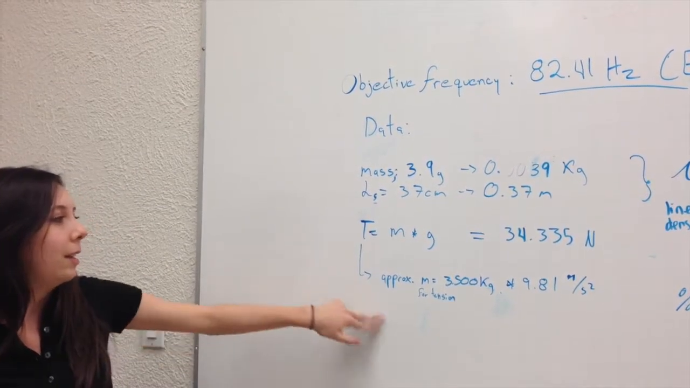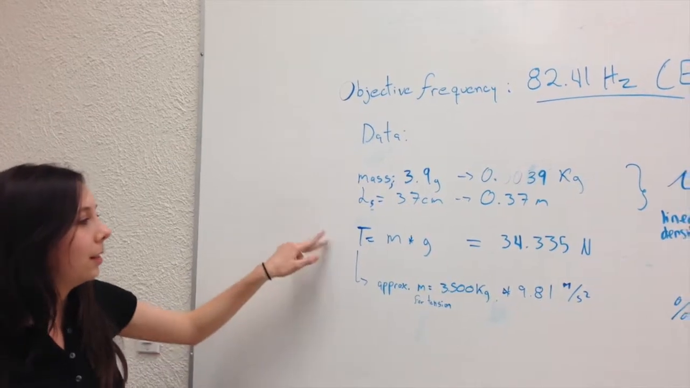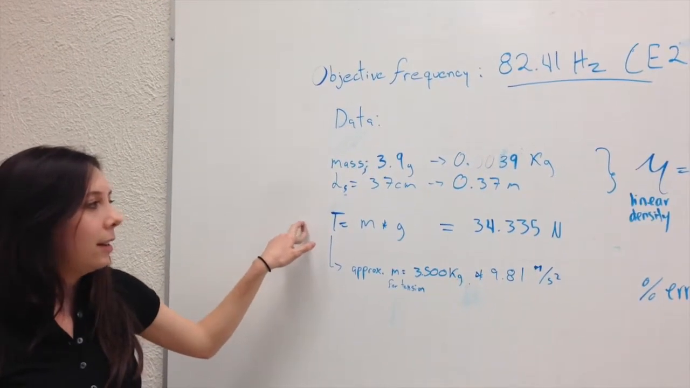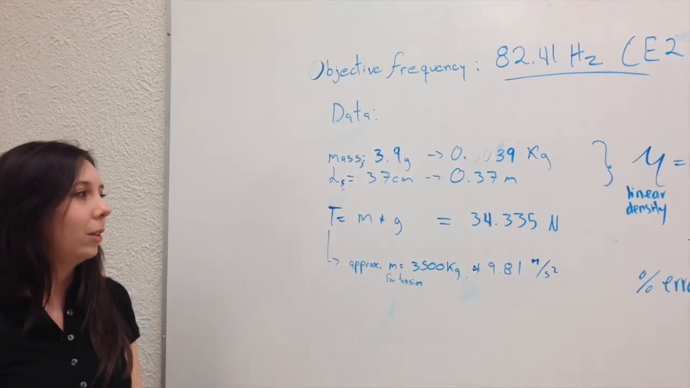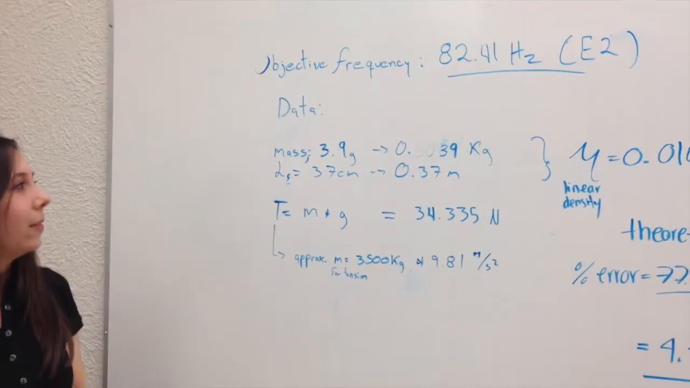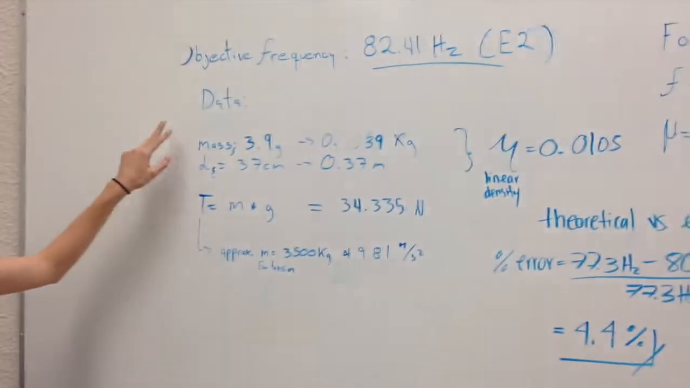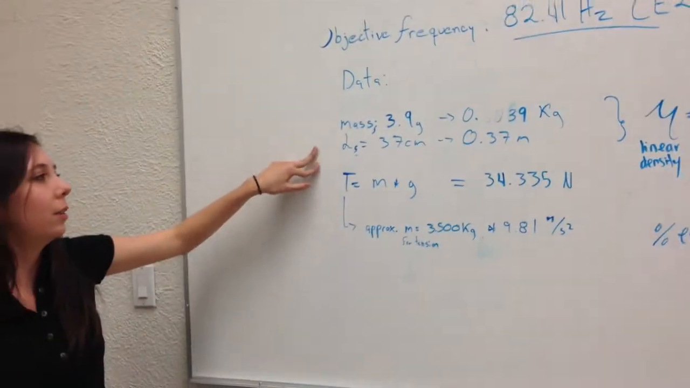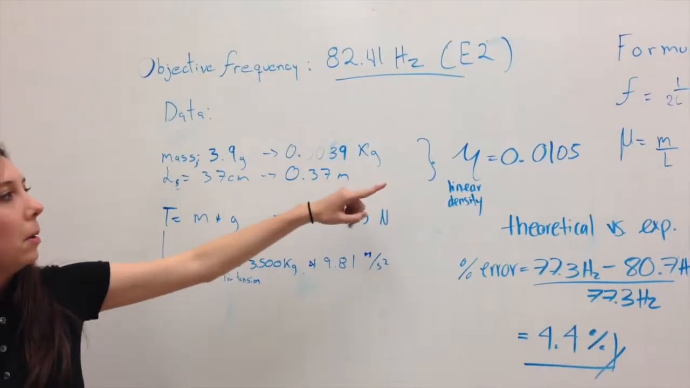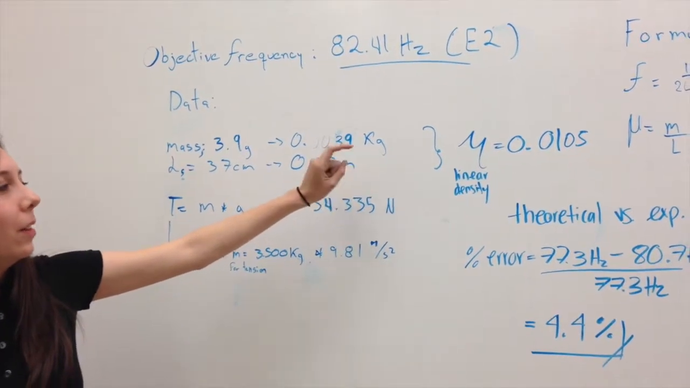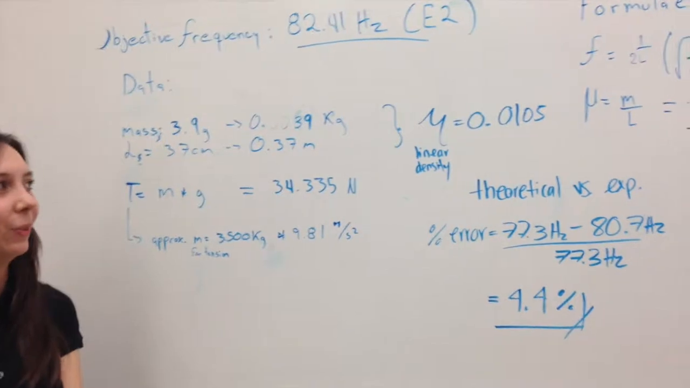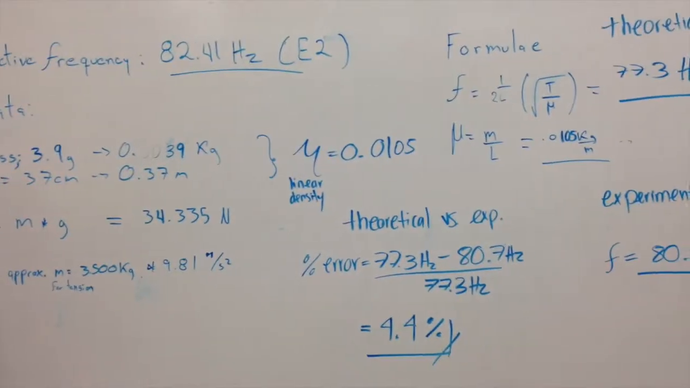If we multiply this mass times the gravity, we obtain the tension, and it's equal to 34.335 newtons. Then if we divide the mass of the string over the length of the string, we obtain the mu, which is equal to 0.0105.